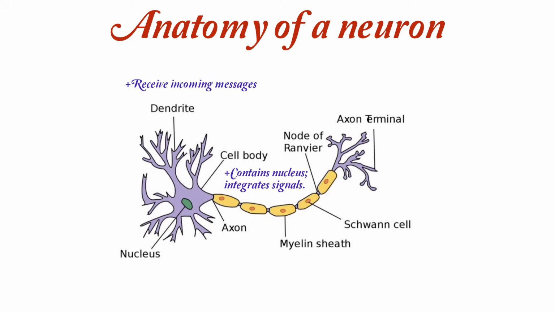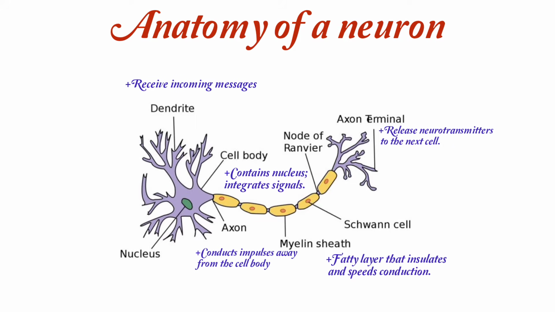Then the axon is a long projection that transmits impulses away from the cell body. Then the axon terminals, also called the synaptic knobs, are the end points where neurotransmitters are released. Then the myelin sheath is a fatty covering around the axon that increases the speed of conduction. It is formed by Schwann cells in the peripheral nervous system and the oligodendrocytes in the central nervous system.